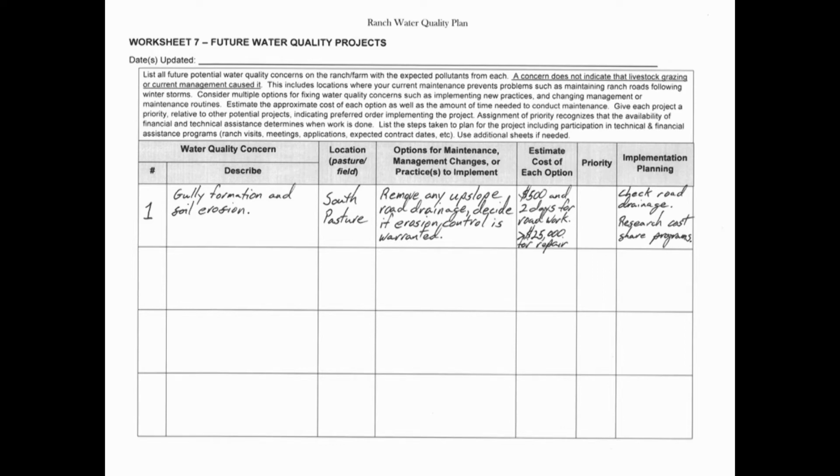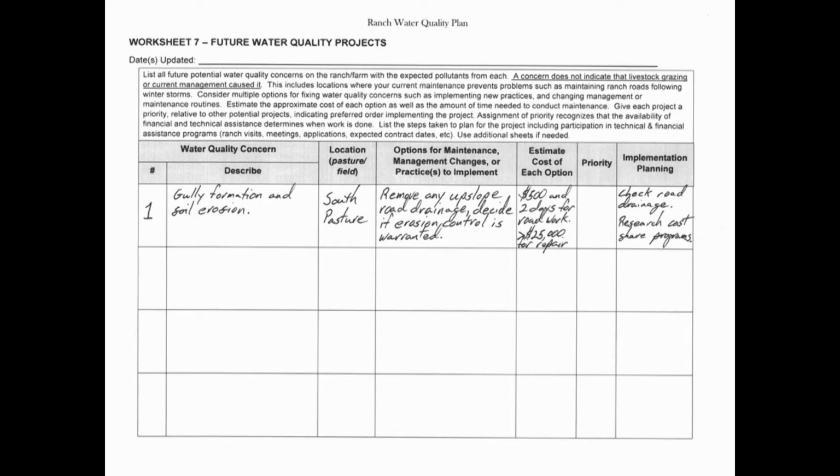For location, put whatever works best for you and your ranch. When we're putting down ideas for fixing a site, we want to list methods that are possible and that make sense. In this case, we might try to remove any upslope road drainage, and we can decide if any erosion control is warranted in the gully. For a cost estimate, this is really just your first cost estimate or your initial guess of how much it might take to fix the erosion.